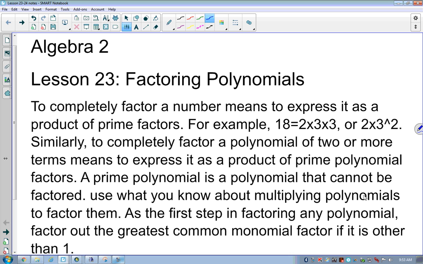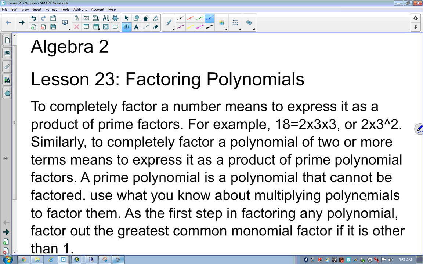All right, you see an example here of 18. 18 is made up of 2, 3, and 3. Okay, or 2 times 3 squared. Similarly, to completely factor a polynomial of 2 or more terms means to express it as a product of prime polynomial factors. A prime polynomial is a polynomial that cannot be factored. It cannot be broken down any further. Okay, so we're looking for factors that can't be broken down any further, even if they are smaller polynomials.